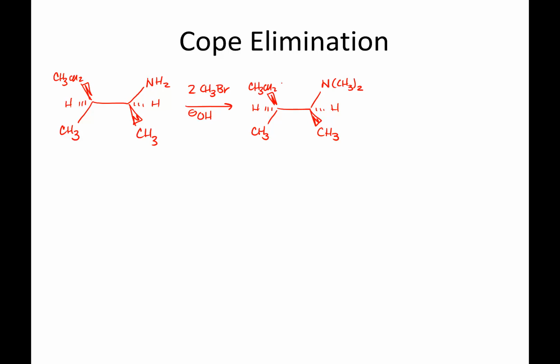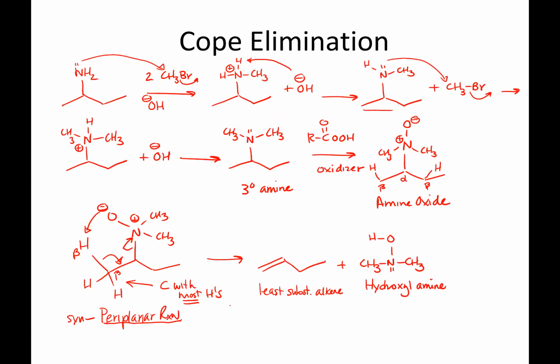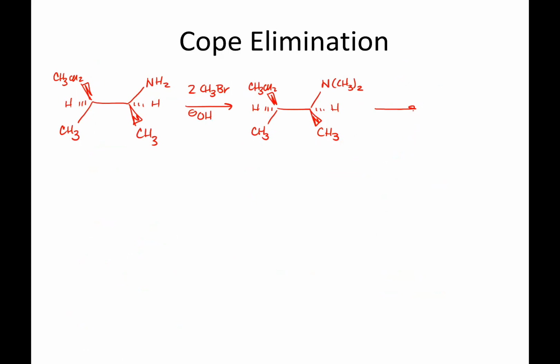Okay, so now I'm going to treat this molecule with peroxy acid to oxidize the amine into the amine oxide. So let me do that down here. I'm going to end up with the nitrogen with the O-, the nitrogen plus, and then a methyl group on each side of the nitrogen. And then same stereochemistry as before.